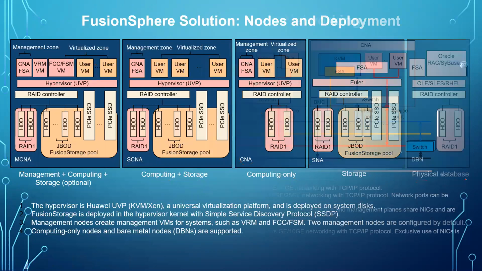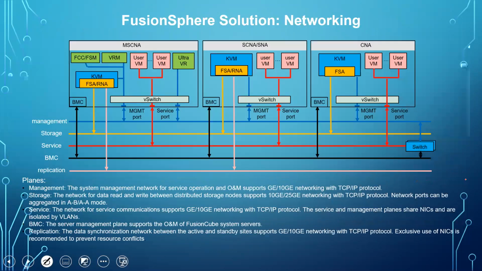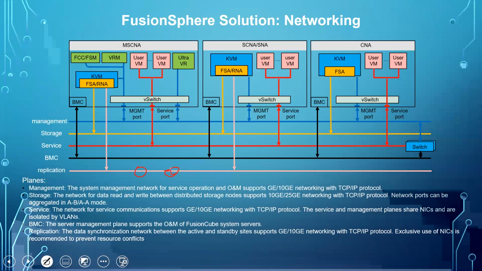Okay, let's see the networking. We need 1, 2, 3, 4, 5 networks. This replication network is used for replication. For example, if you want to replicate from one HCI to another HCI, these replication links will be configured for replication only. So 2 links will be required, 2 physical NICs will be required to configure the replication link between these chassis. And once you configure the replication, you have to assign these links for replication only.